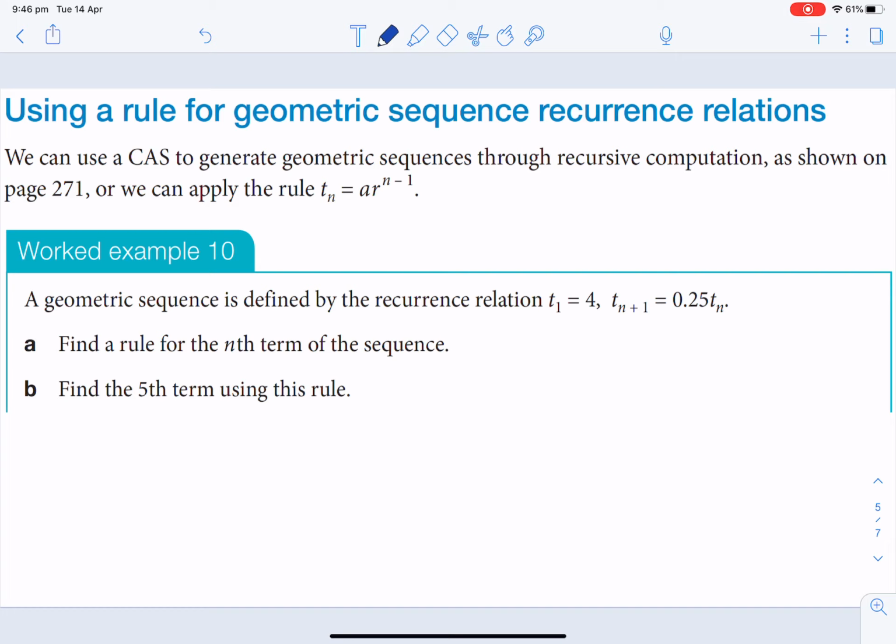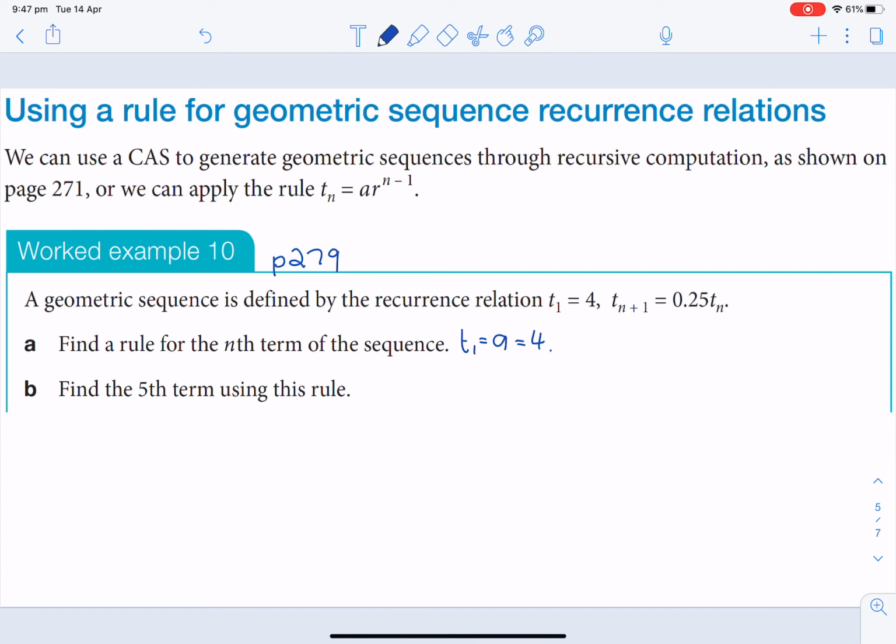All right, worked example 10. We're on page 279 of your text, if anyone's following from the textbook. First of all, we need to find the rule for the nth term of the sequence. The first thing I need to do is find my A value. And I know my T1 is equal to my A value, which in this case is 4.